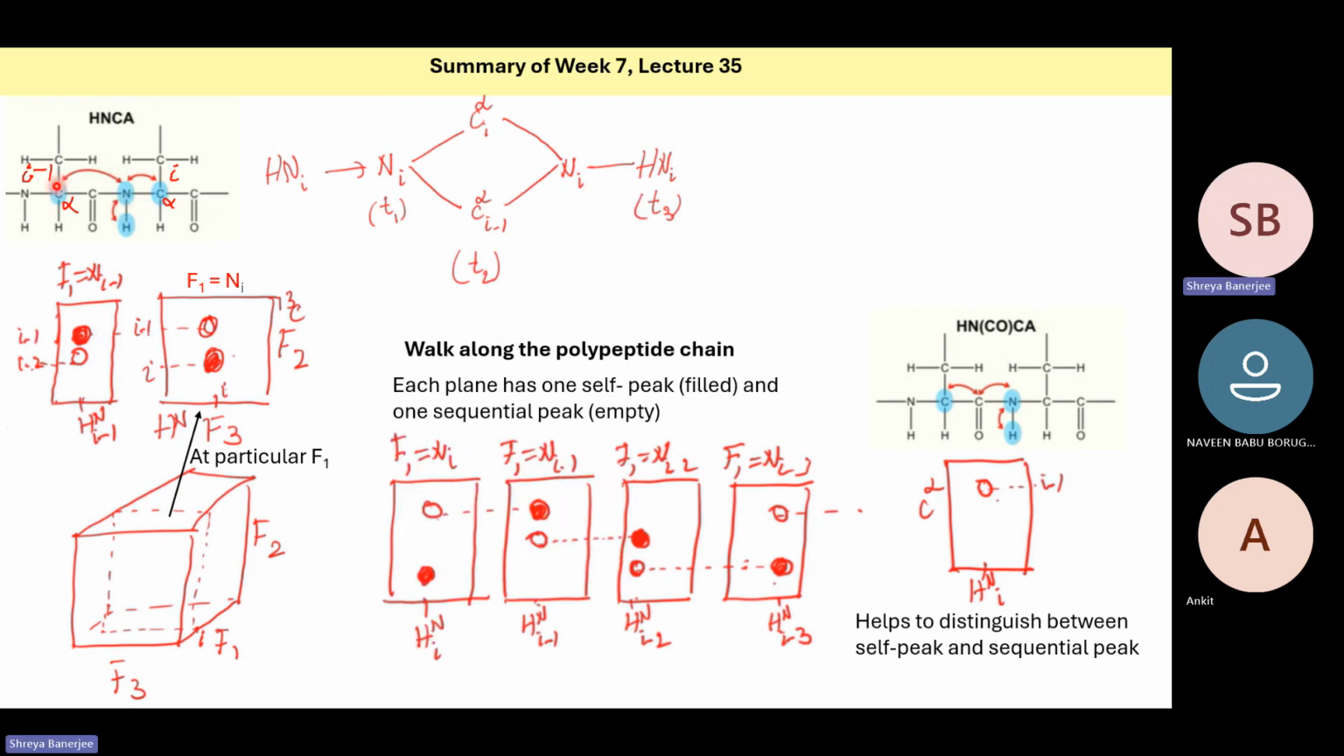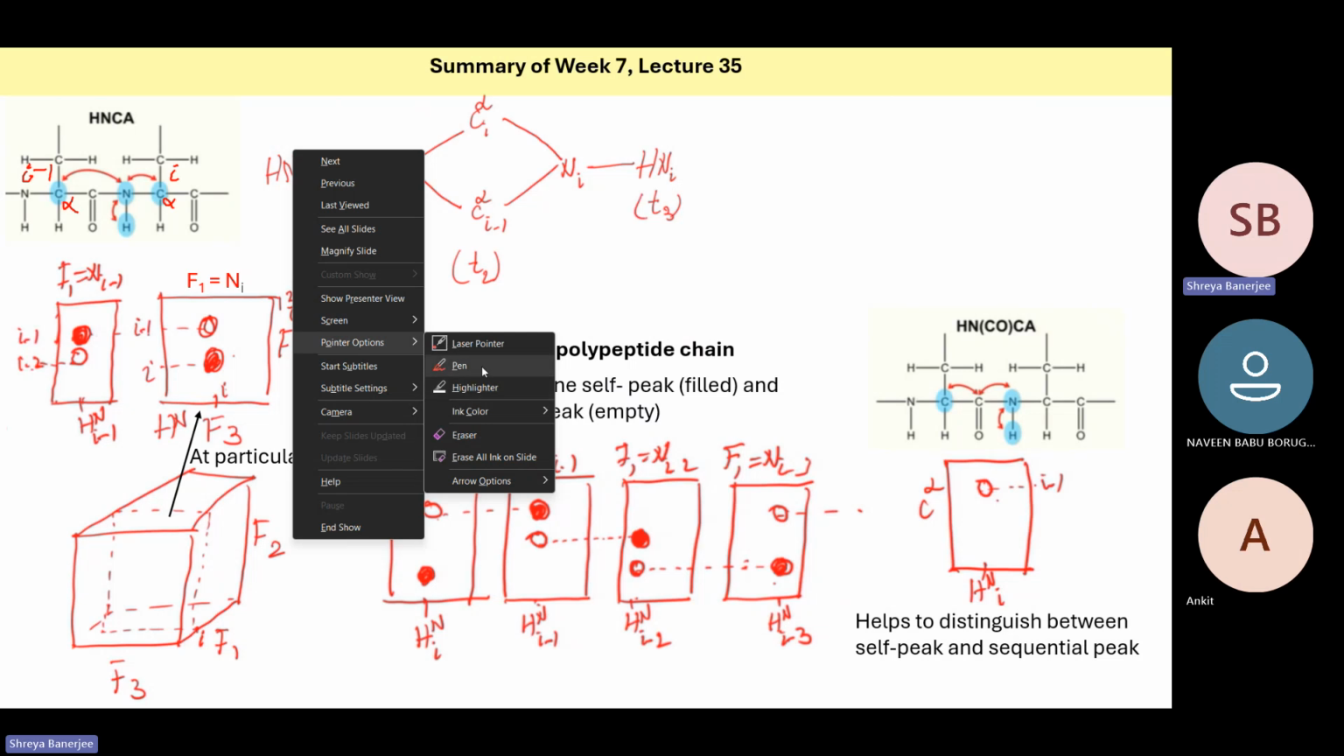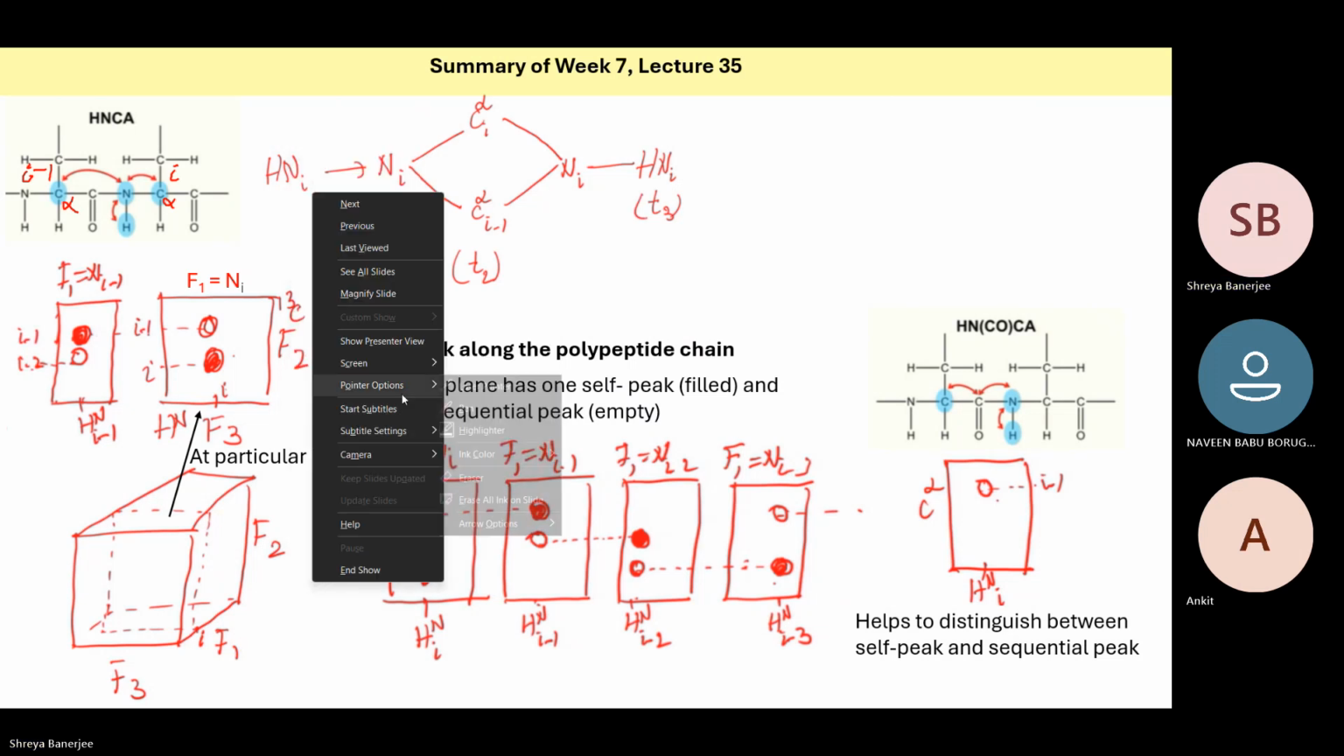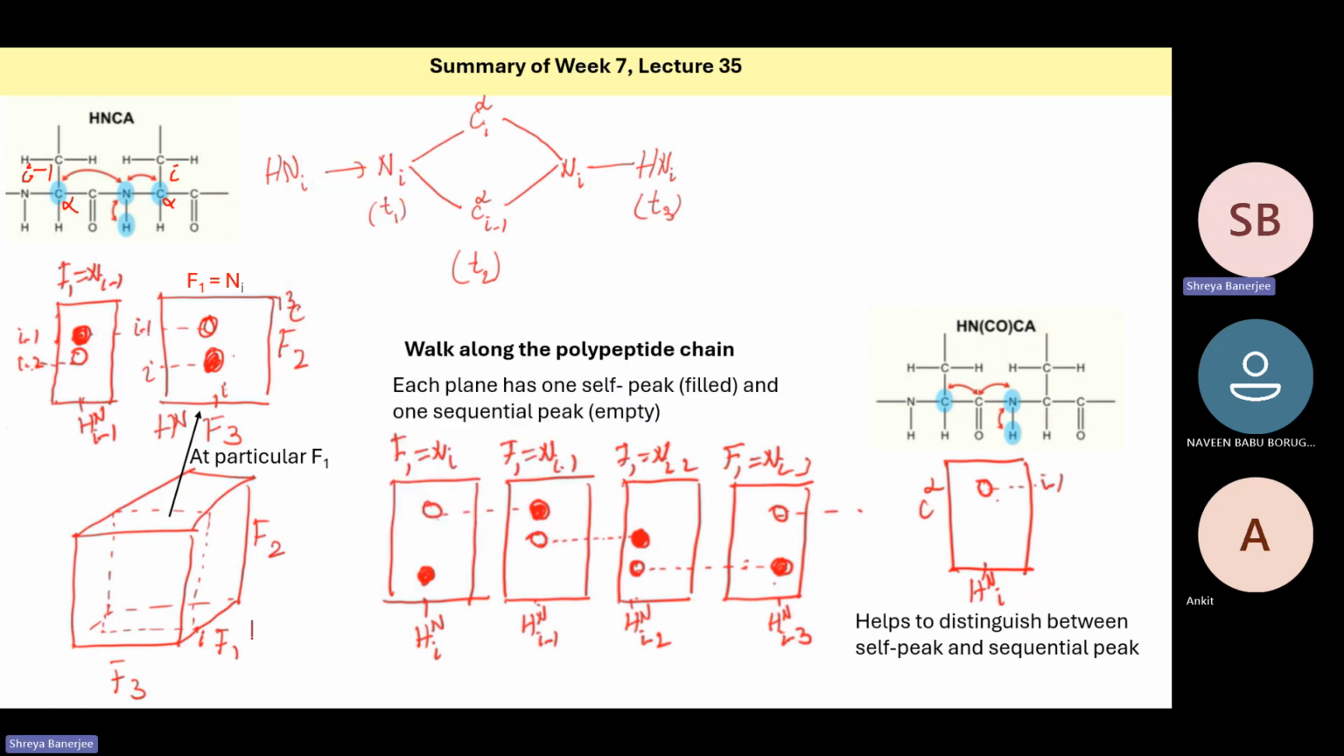Magnetization is transferred to C alpha of the I residue as well as C alpha of I minus 1 residue. You can see here C alpha I minus 1. Then here is where the second evolving time period is introduced, T2. So F2 is your C alpha. So we saw F1 was 15N, F2 is your 13C.